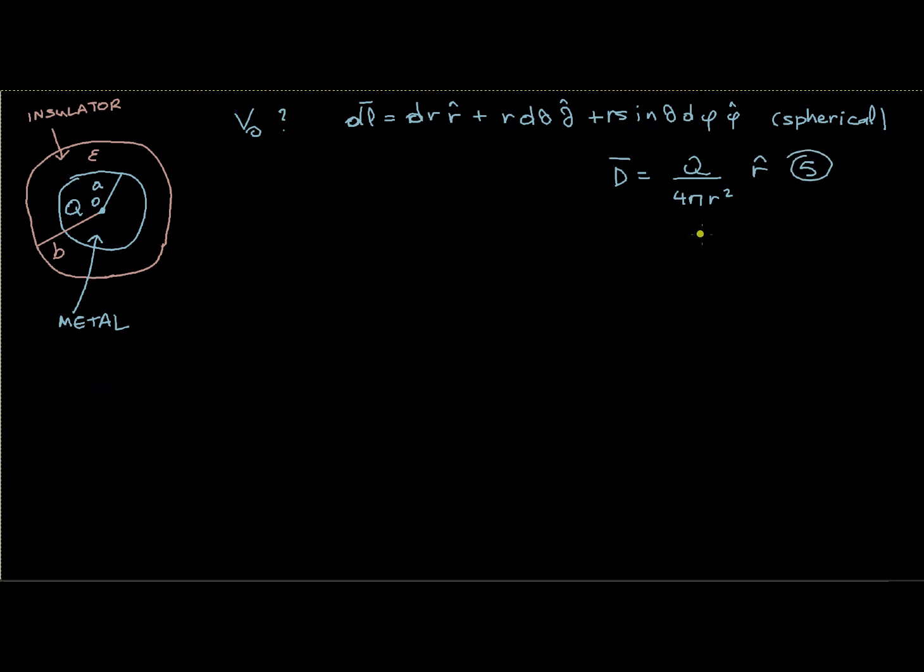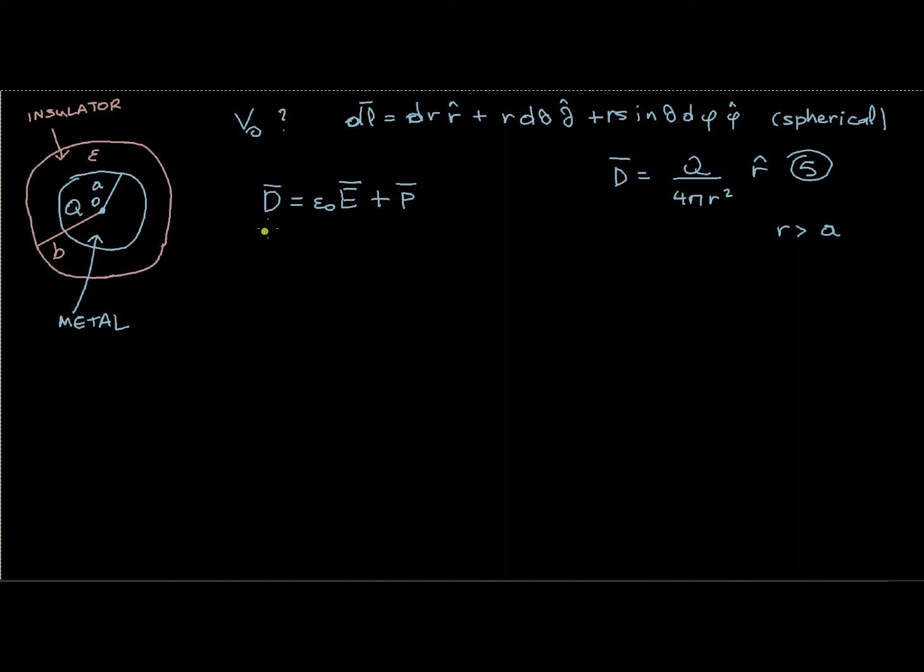Alright, now I said once I find D, the electric displacement vector, I'm going to move on to find the electric field. Now I found D. Equation 5 is valid so long as r is greater than a. Now I know that D is epsilon 0 times the electric field plus the polarization.